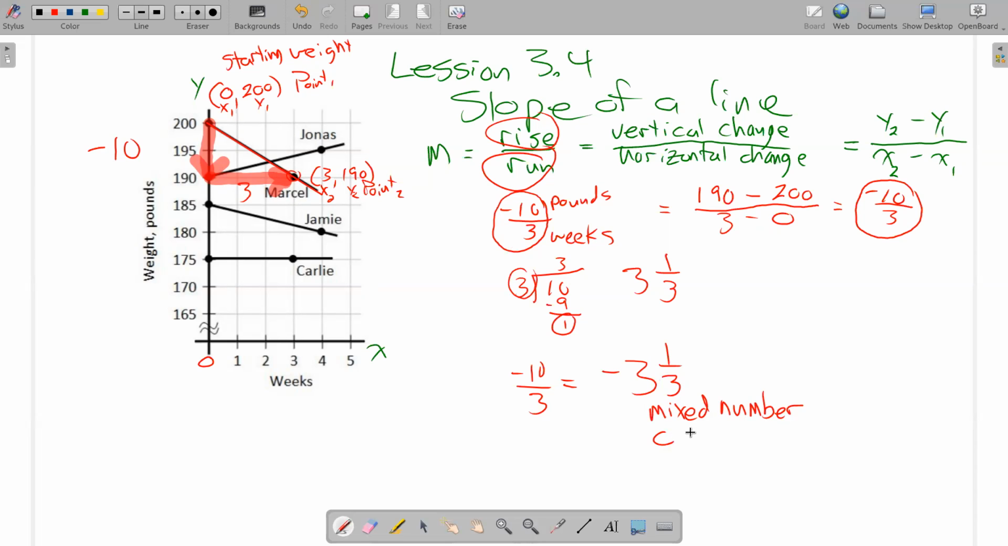Mixed numbers are common when we talk to each other, right? Common in speech. 10 thirds is a nice number, or negative 10 thirds is a nice number. It's called an improper fraction. And it turns out if you have to do math with a number, it's way easier to do math with improper fractions than it is with mixed numbers. And so these are more common for calculations.